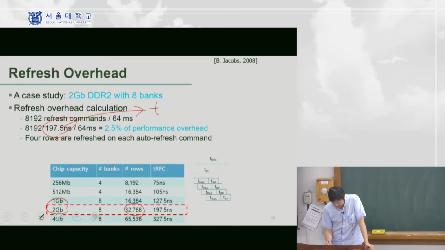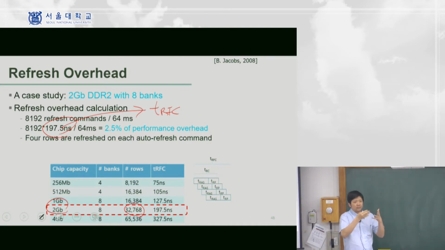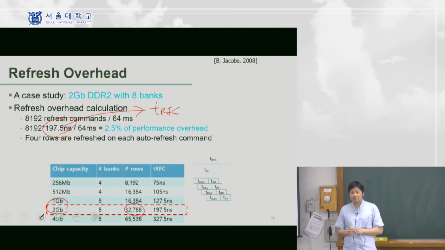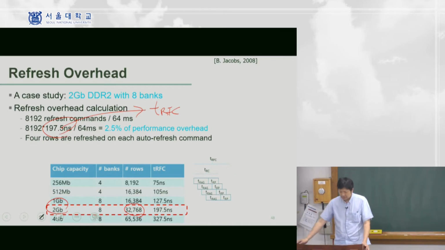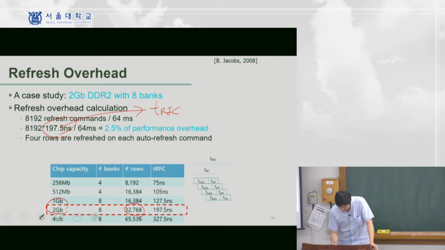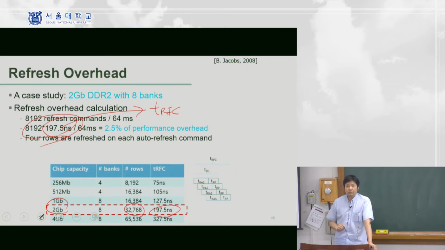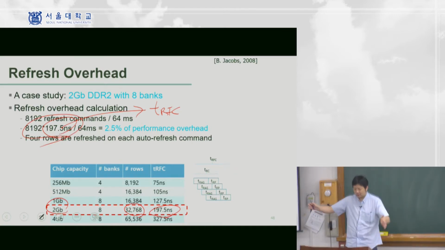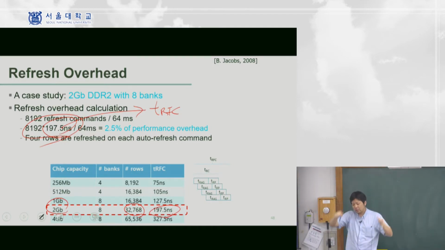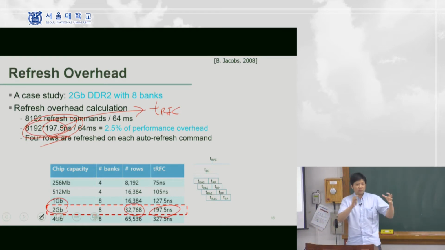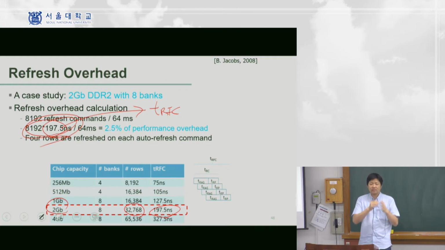This one is tRFC, the refresh cycle time. Once you actually get a refresh, it takes a certain number of nanoseconds to do the refresh. So in this case, tRFC is 197 nanoseconds. Let's say this is the DRAM's parameter. Then that means that every 64 milliseconds, this amount of time will be blocked due to refresh, right? So in a 64 millisecond window, we consume this amount of time for refresh. And during the refresh, this DRAM chip, or a specific bank, is blocked, right?